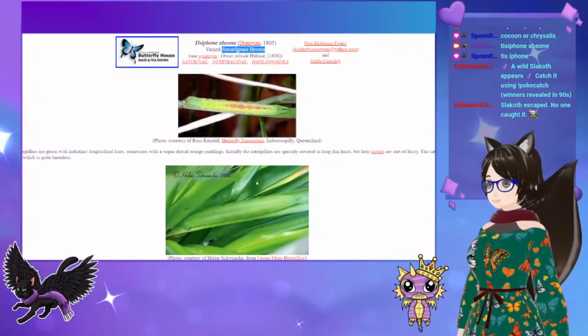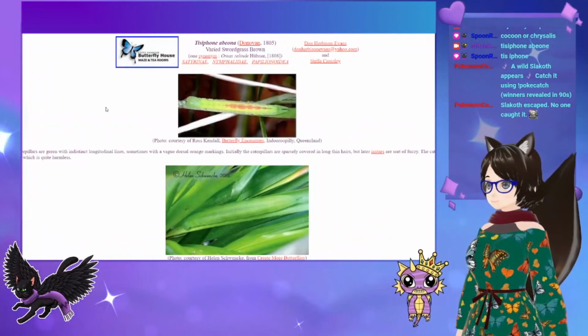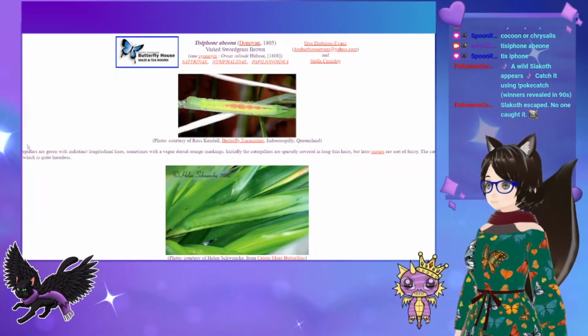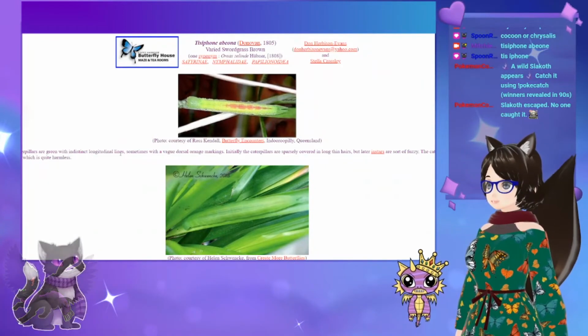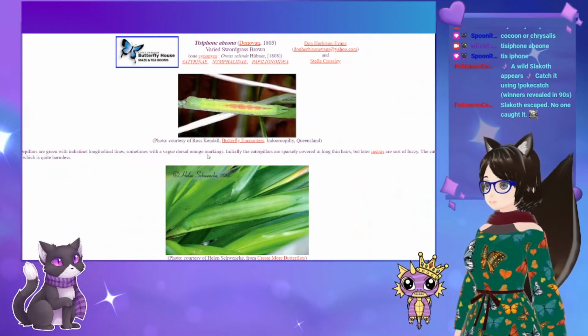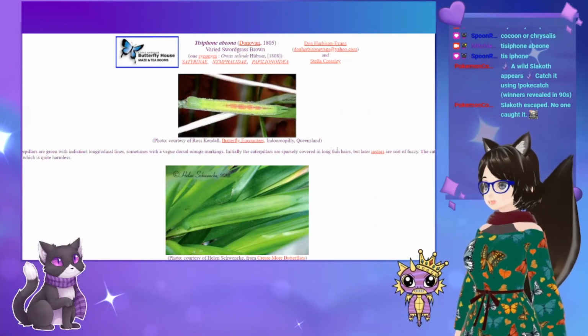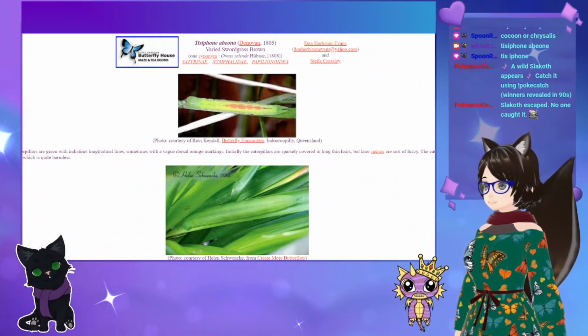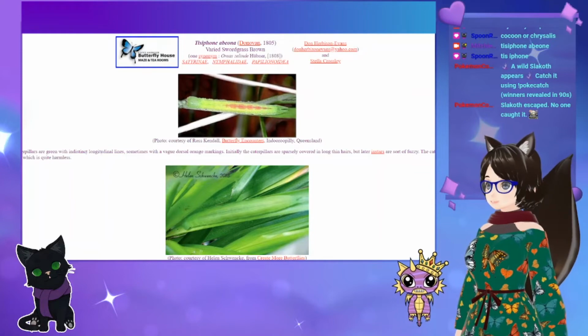Why don't we just read from this website? Okay. These caterpillars are green with distinct longitudinal lines, sometimes with a vague dorsal orange marking. Initially, the caterpillars are sparsely covered in long, thin hairs, but later instars are sort of fuzzy. The caterpillars have a forked tail, which is quite harmless.